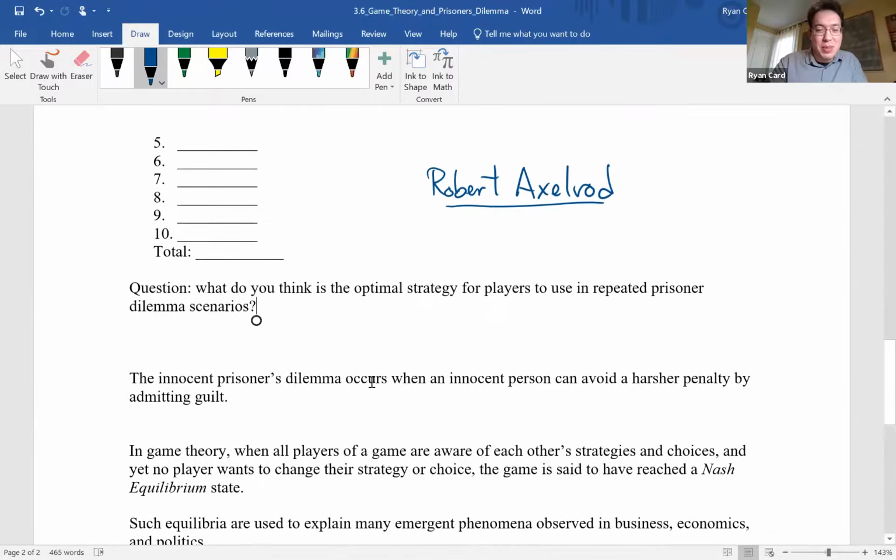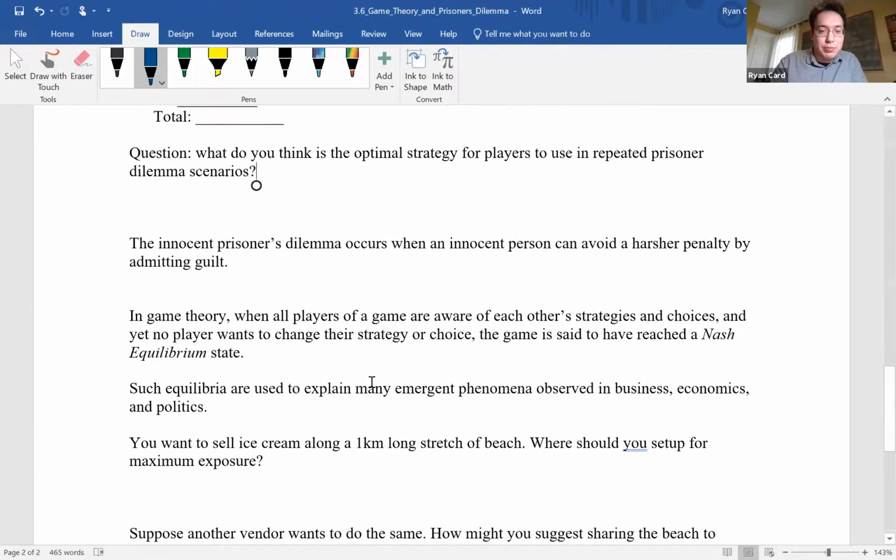Okay, so I want to move on to a different game theory type of situation. So let me describe this next situation. But before we go there, I want to describe one game theory terminology called Nash equilibrium.